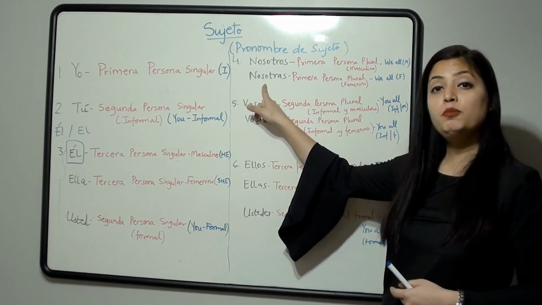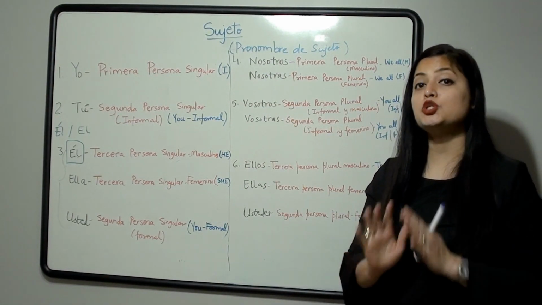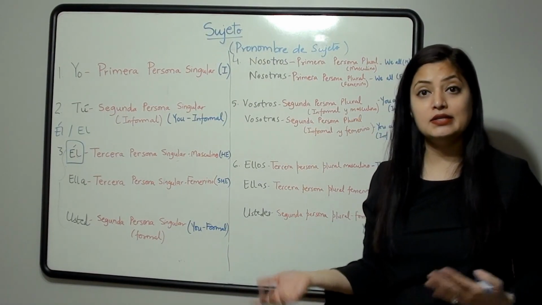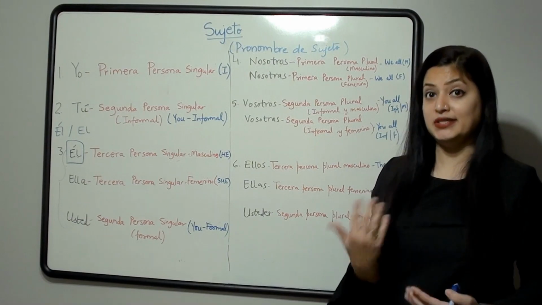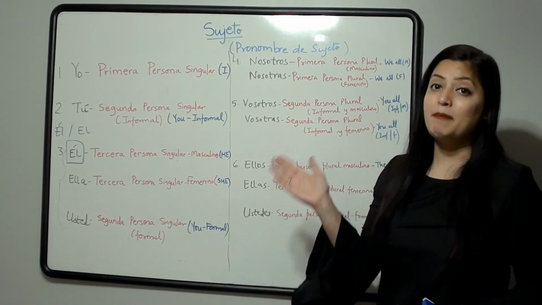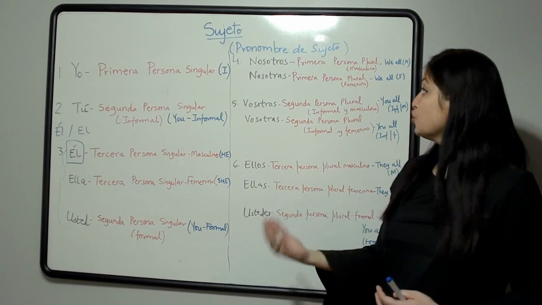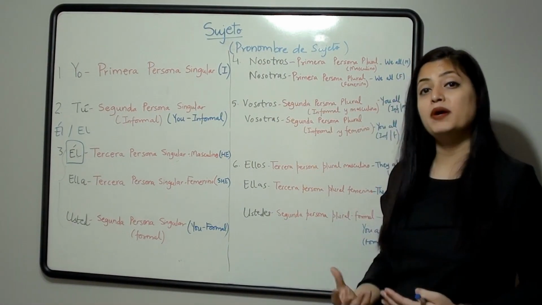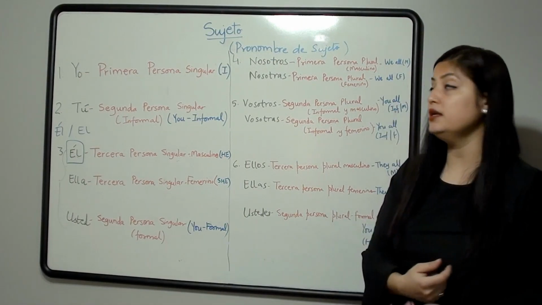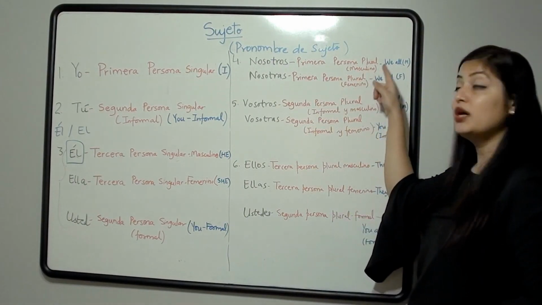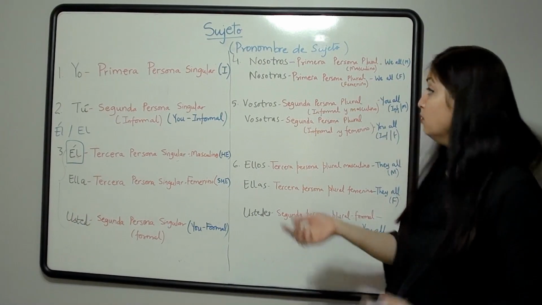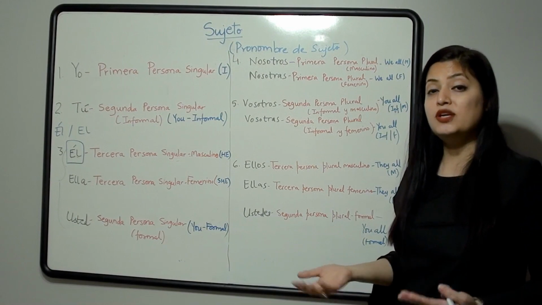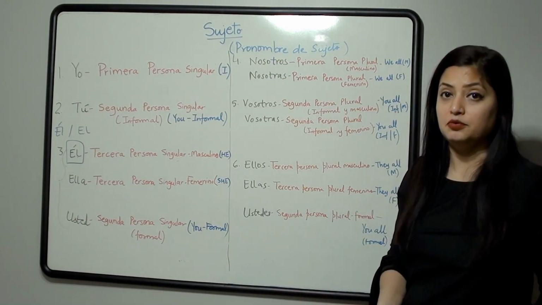We use femenino plural only for a group that has only feminine nouns. So a group of like 90 girls and even 10 boys, we will still use nosotros, which is masculino plural. We use nosotras, which is primera persona plural femenino, only when the group contains only feminine nouns. Nosotros, primera persona plural masculino, or a mixed group. Nosotras, primera persona plural femenino, is used only when the group contains only feminine nouns.